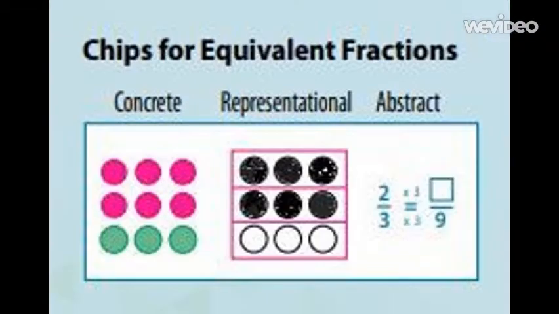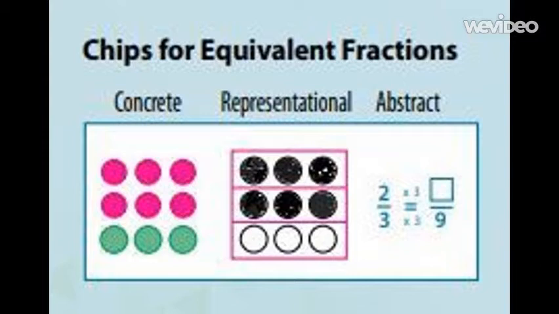Here's an example of using the CRA model in fifth grade to help students see equivalent fractions. In this concrete model, you'll see that 6/9 of the chips are pink. What's really cool too is if you have the students look specifically at the rows, you see that 2 of the 3 rows are pink.